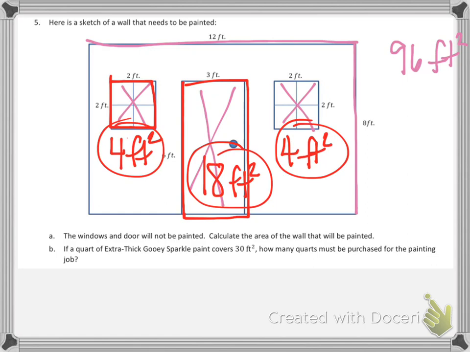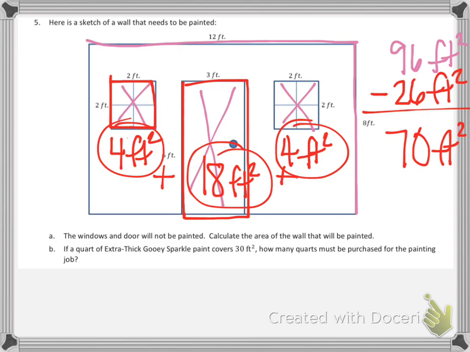So the entire total I'm going to take away is 26. 18 plus 4, 18 plus 4 plus 4. And that's going to be 26. So I'm going to subtract 26 square feet. And then when I do that, I'm going to get 70 square feet, and that is the wall that needs to be painted, not including the windows and the door. So 70 square feet is the answer to part A.